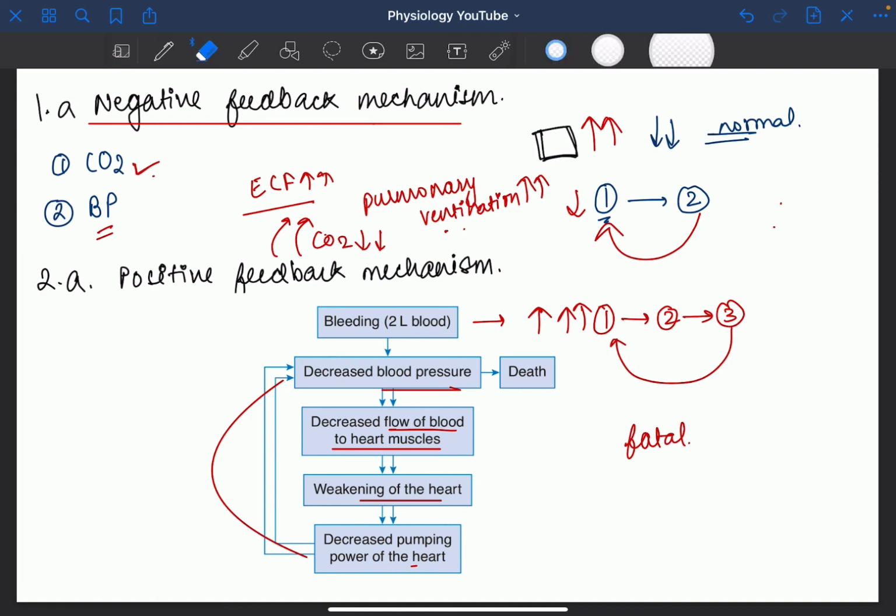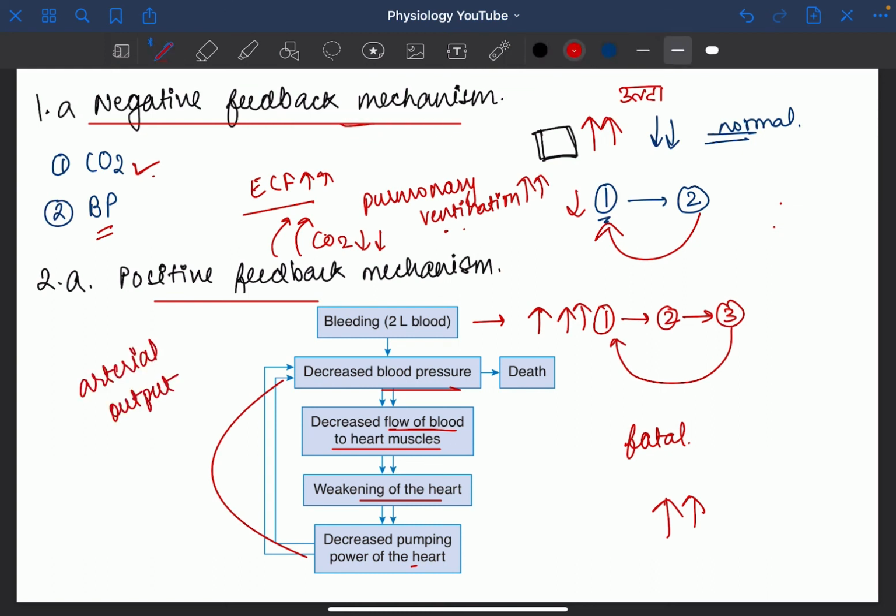For a shortcut, we can summarize it as: negative feedback is something that tells the opposite of what is happening, and positive feedback mechanism tells the same thing that is happening. If we see a separate scenario where the person had lost only 1 liter of blood instead of 2 liters, then a negative feedback mechanism will be launched. That is, this negative feedback mechanism will increase the arterial output by increasing the pumping power of the heart. In this way, the blood pressure will be restored to normal and the person will live.